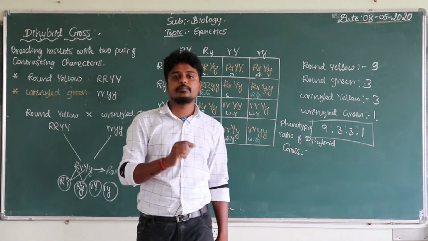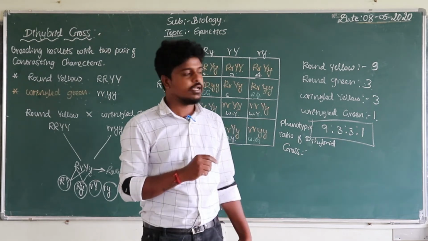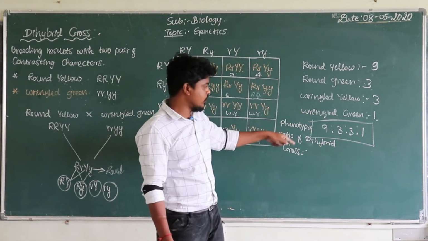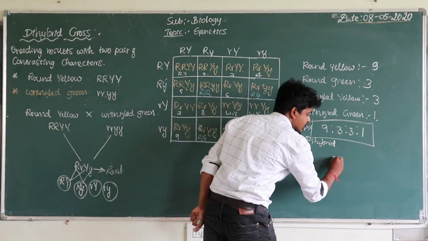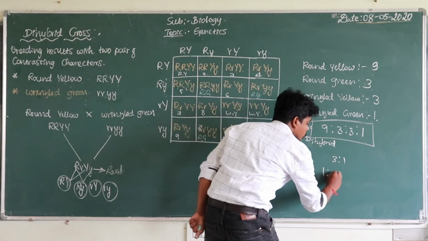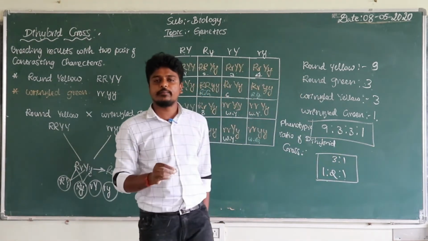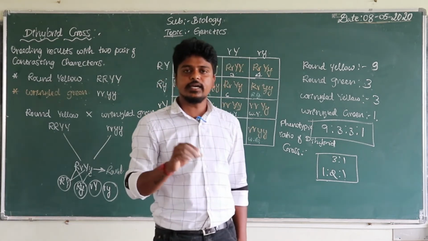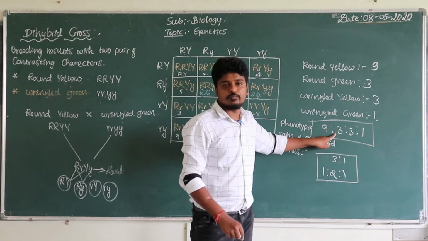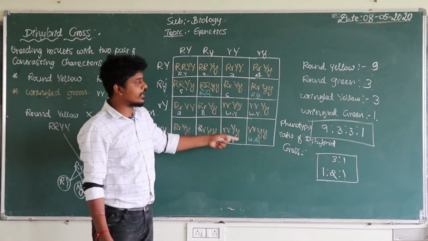See, that's why the dihybrid cross is very complex, and you have to calculate very carefully. When it comes to the monohybrid cross, the phenotypic ratio is 3:1, and the genotypic ratio of the monohybrid cross is 1:2:1. So these are the standard terms of monohybrid cross and dihybrid cross. The most important thing in a dihybrid cross is that you have to remember the phenotypic ratio. Have you understood now?